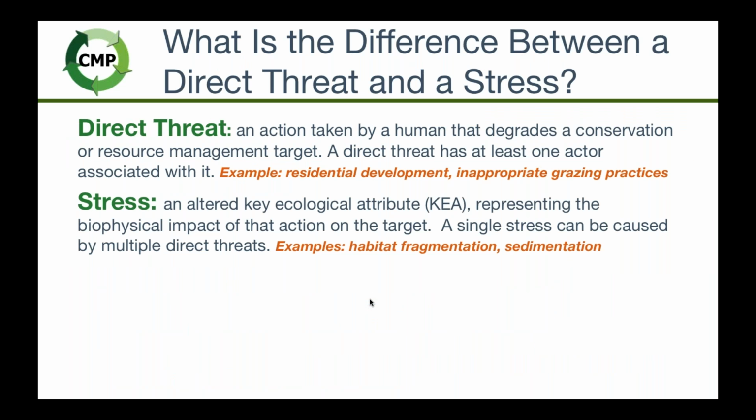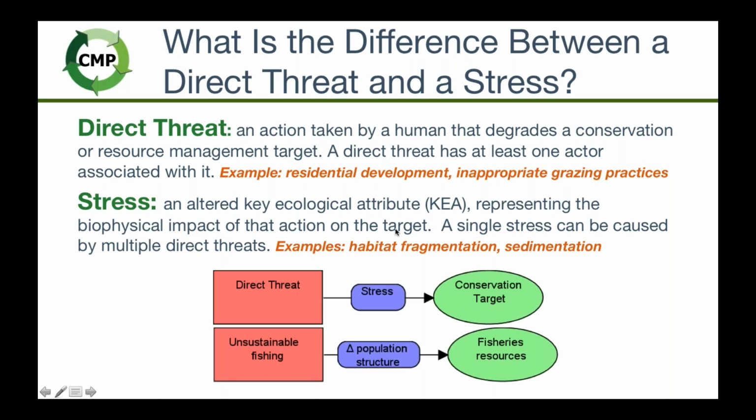Just as a reminder, the difference between direct threats and stresses: direct threats are the action taken by humans to degrade the conservation or resource management target. A stress is an altered key ecological attribute representing the biophysical impact of that action on the target. So typically you have your conventional direct threat, unsustainable fishing, then you have your stress, like change in population structure, as it affects the fisheries resource.